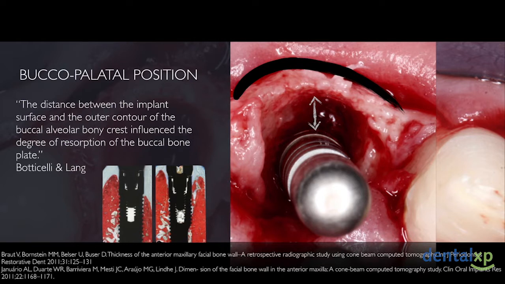And if we look at the histology slides to the left, you can see this was done in Botticelli and Lang's study on a dog model. And you can see an implant that was placed more buccal, which is on the left side. You could appreciate the lower level of the buccal plate as opposed to one that was placed more palatal.